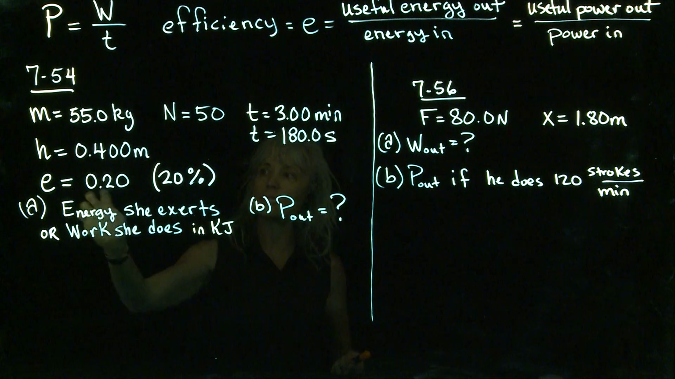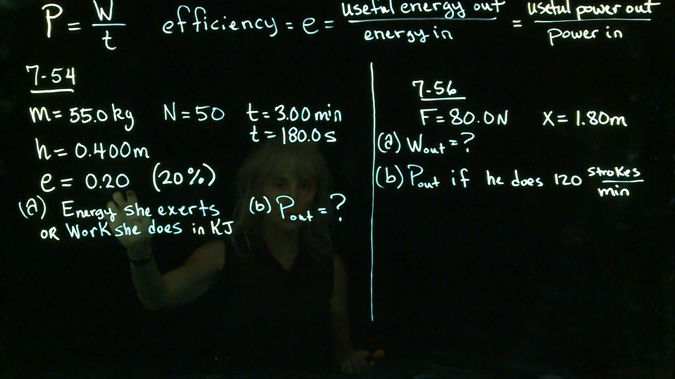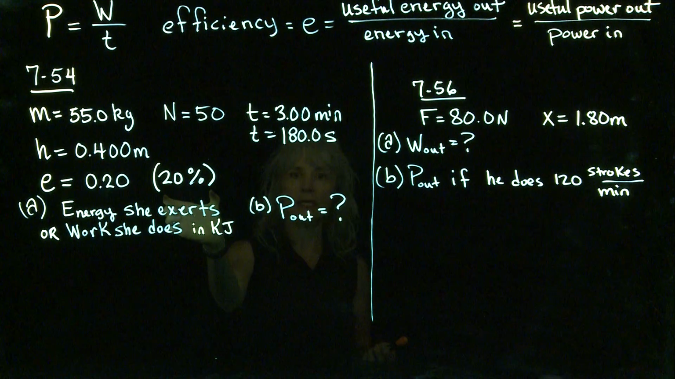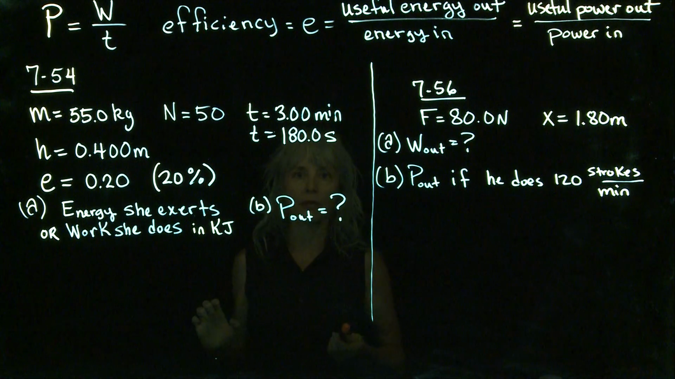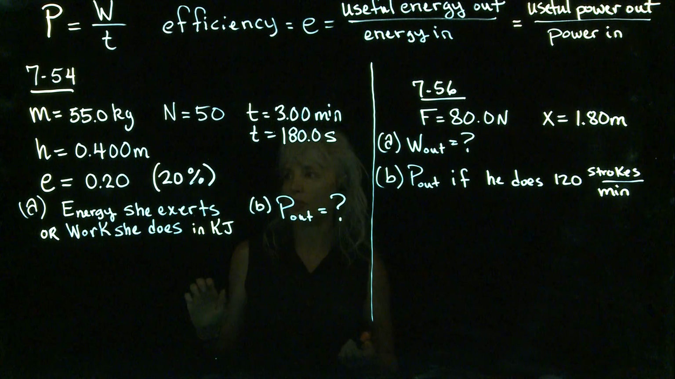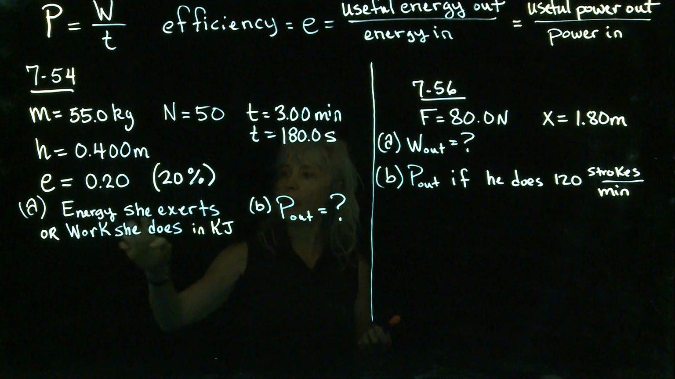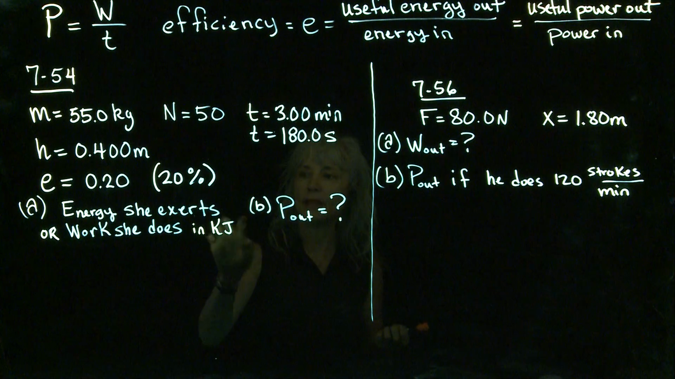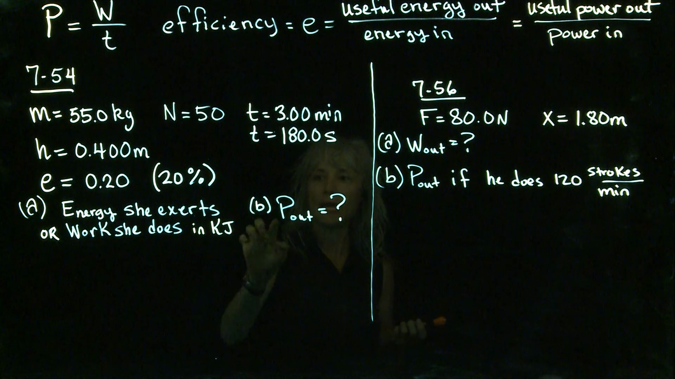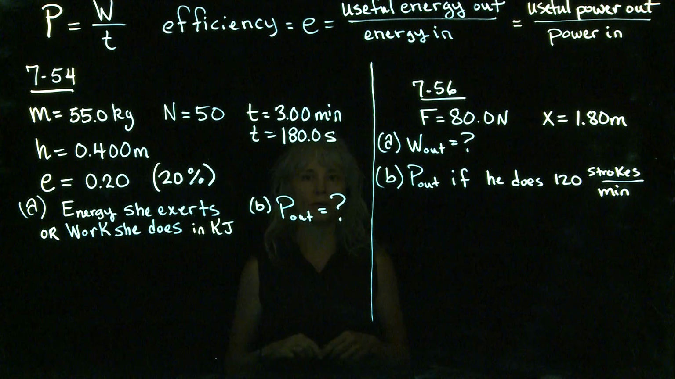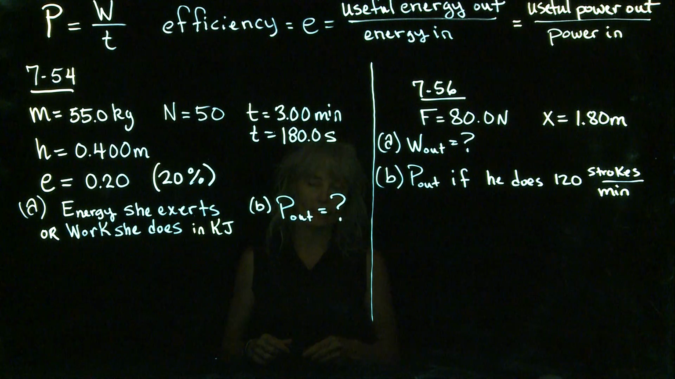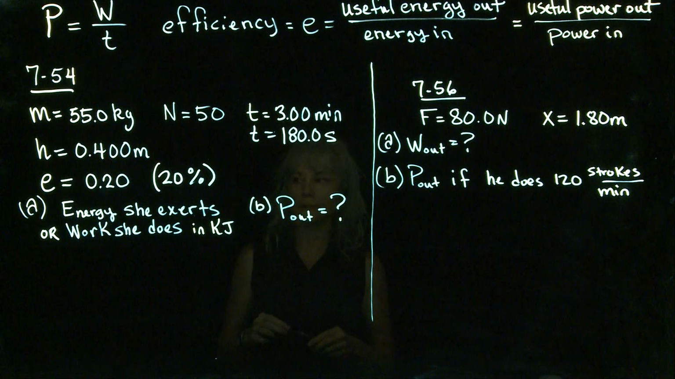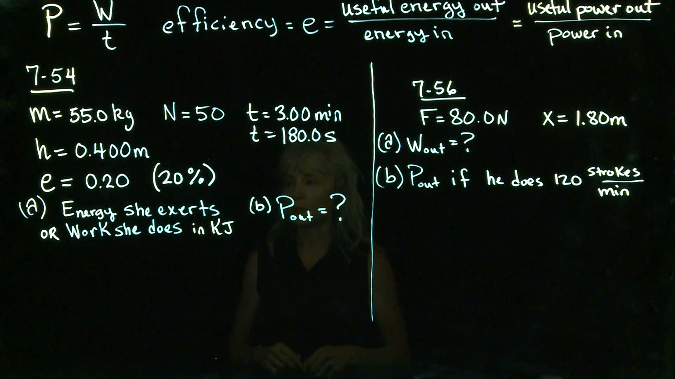And then her efficiency is 0.20 or 20%. So they gave us the efficiency in percentage, and I'm just simply putting it back into decimal, 0.200. In part A, we want to know the energy she exerts. It's the same as the work that she does, and that's going to be in units of kilojoules. And then in part B, we want to know what her output power is. So here's all the information given in the problem statement put in terms of symbols that we use.